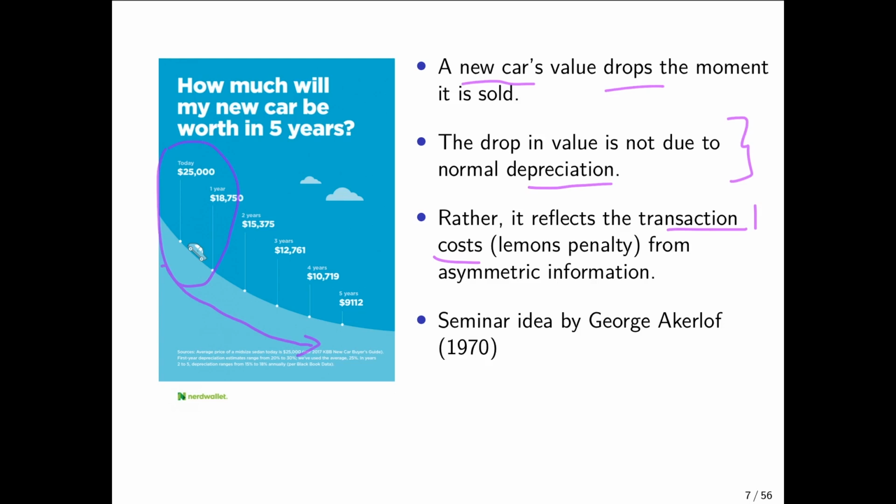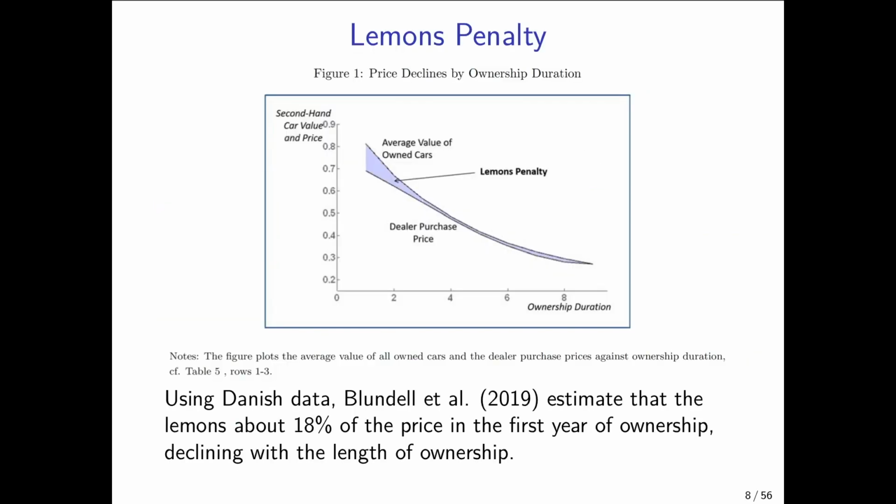And to test this seminal idea by George Akerlof, recently a number of researchers, Richard Bundell along with other people, got some really good data from Denmark, and they estimated the lemons effect, or the lemon penalty. What they look at is how the average value of a used car changes over time, from the year when the car was new and purchased, and then as years go by and ownership duration increases. Not surprisingly, the average value of a used car drops as a percentage of the new car.